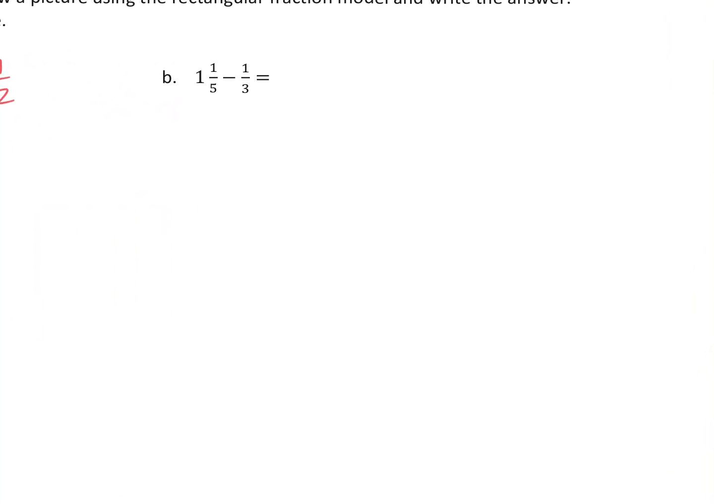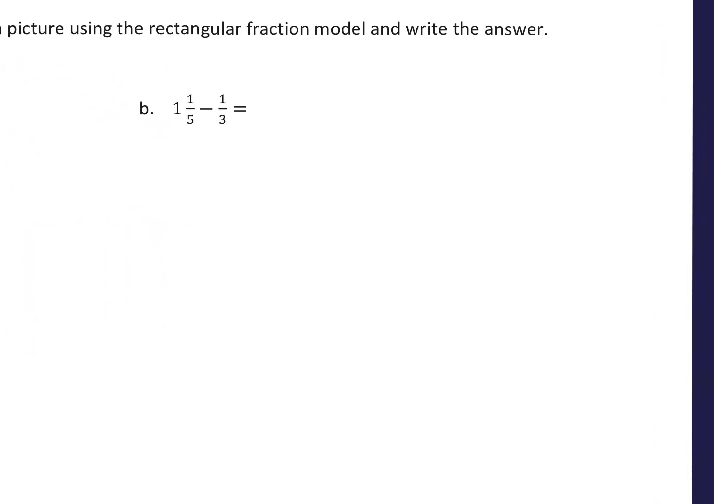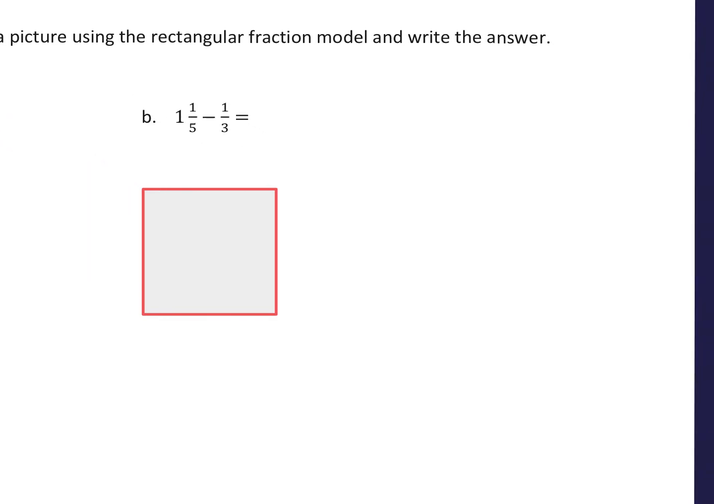Let's try another one. Let's see if this gets a little less confusing if we do another one together. So let's look. We are dealing with 1 and 1/5, which means I have one whole and then 1/5 of a whole. So I got one here, and then I got another here.